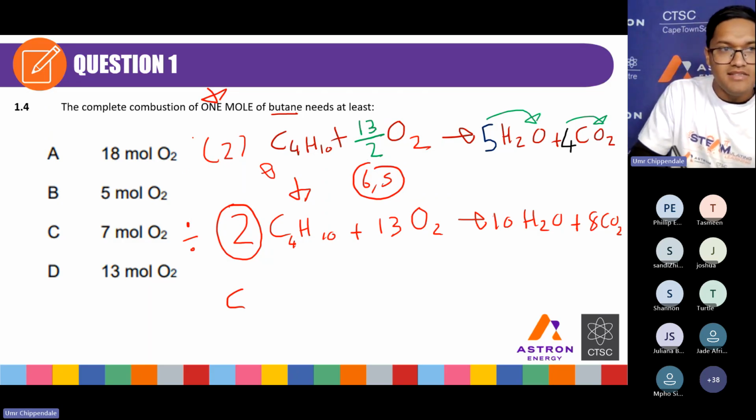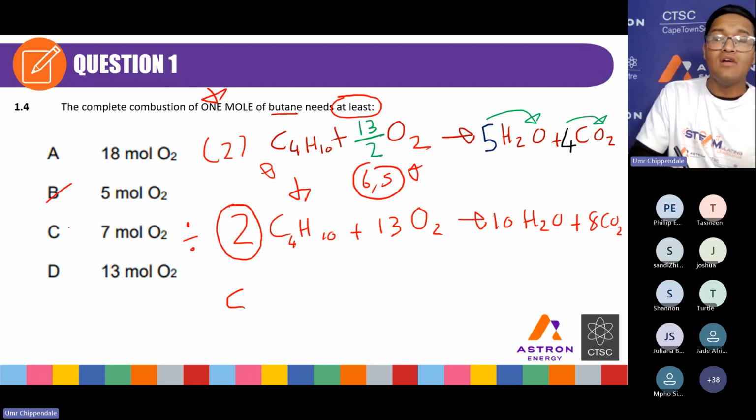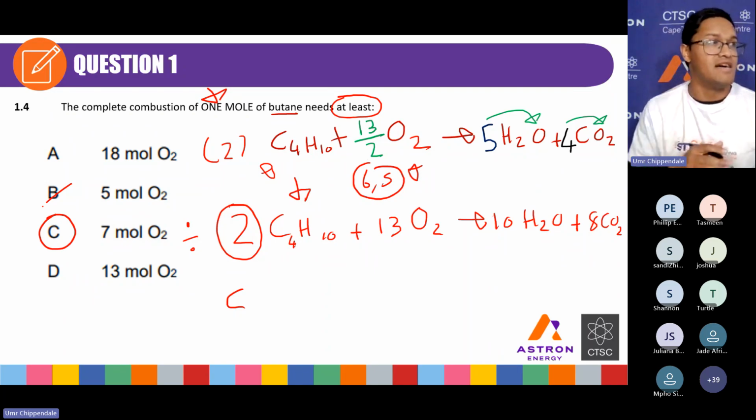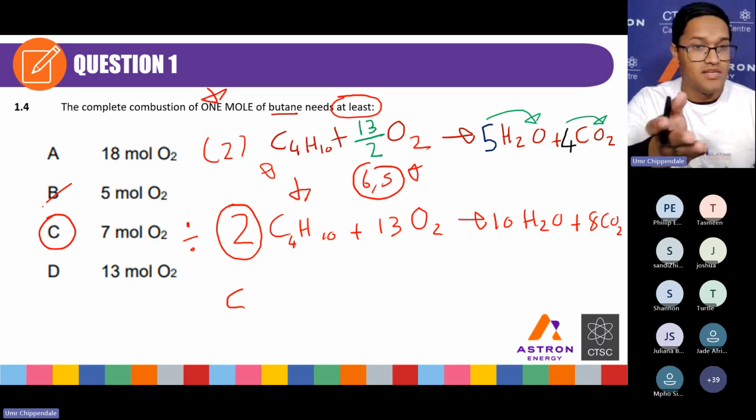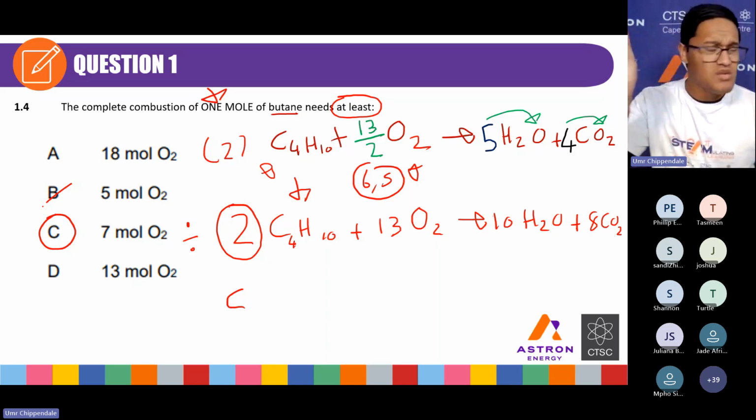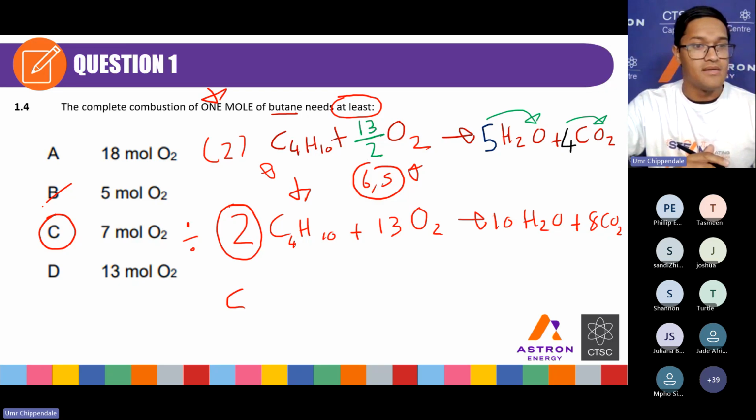So what they're saying here is the complete combustion of 1 mole of butane needs at least 6.5. So if we look at our options, 5 can't be it because our value was 6.5. It could be 7, and 13 is also a big number. So the one that's closest to 7 is C. So your answer here is actually C, guys. I think I know where most of you got D, because you saw the 13 over there. You multiplied everything by 2, and then you got your values, but the answer is actually C for this section.